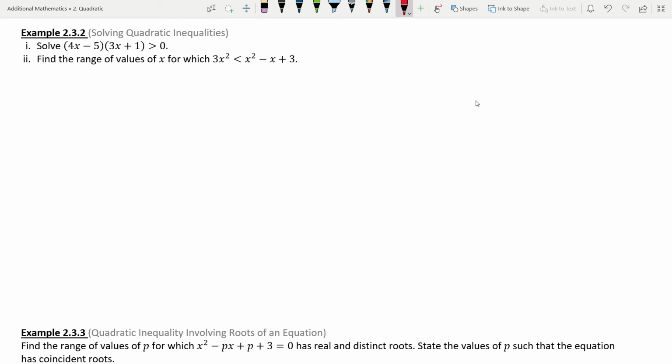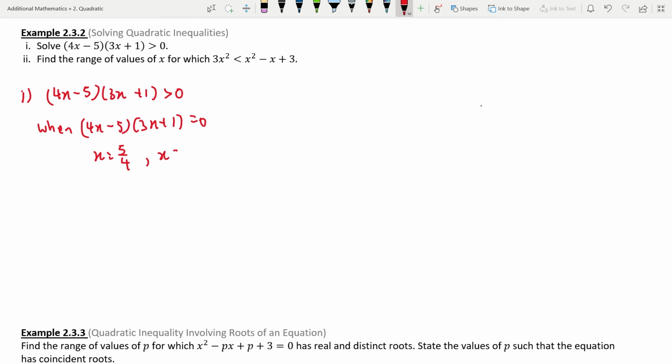Example 2.3.2. Solve 4x minus 5 multiplied with 3x plus 1 is greater than 0. For this question, I will use graph sketching method to solve. When 4x minus 5, 3x plus 1 is equal to 0, our x is 5 over 4 and also -1 over 3. These 2 points are our x-intercept.